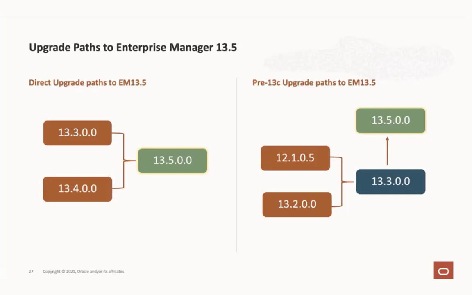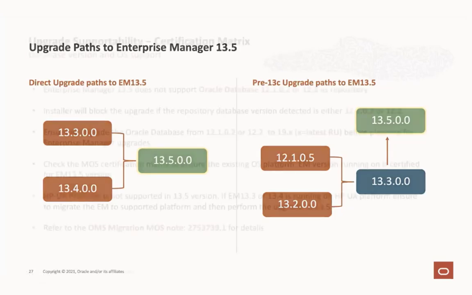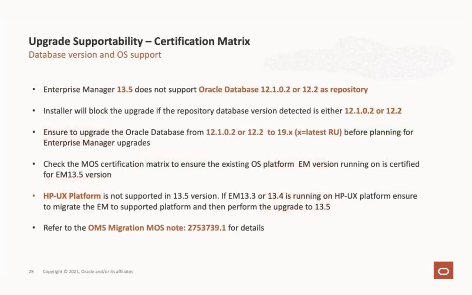So in terms of the lower version, you can always come to 13.3 from 12.05. And from 13.2, instead of going to 13.3, you can also go from 13.2 to 13.4. And from 13.4, you can come to 13.5. So once you understand, okay, these are my upgrade paths, and now I am in the supported direct upgrade path, as a next step, what should I do?